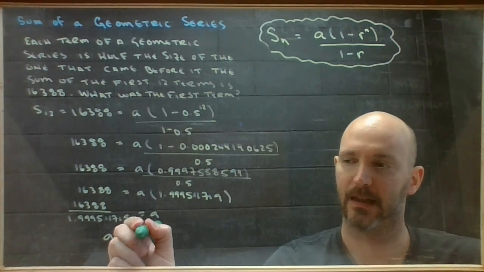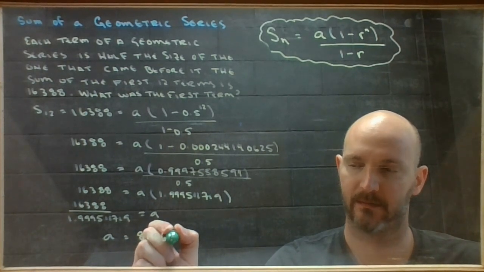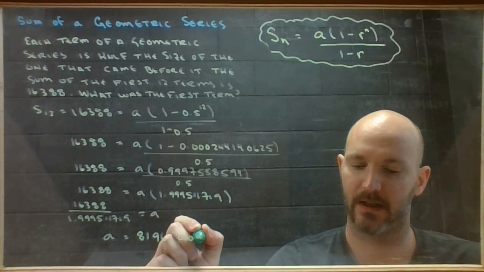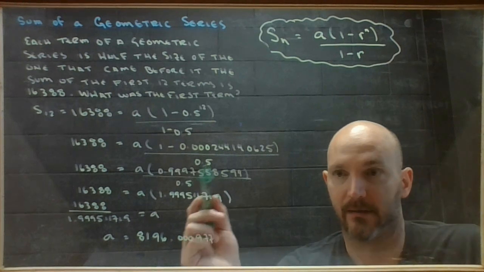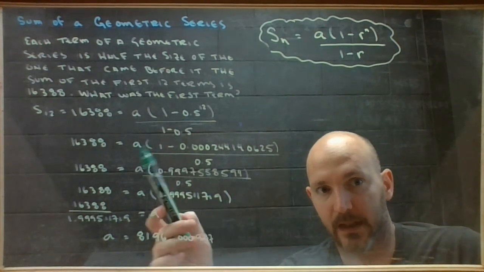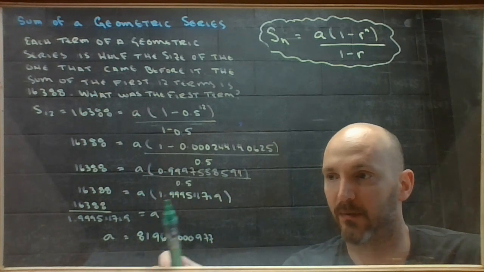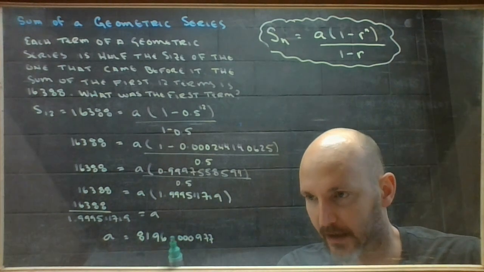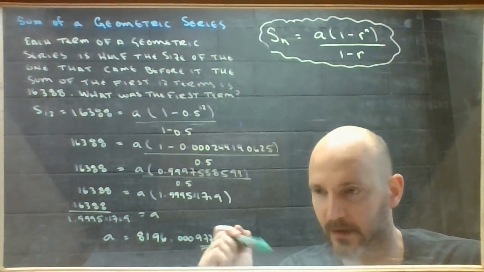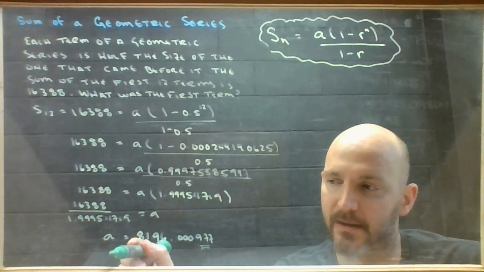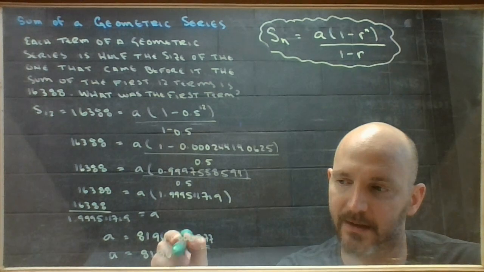And I get 8,196.000977. Okay, now, somewhere along the lines here, I've had to do some rounding, which means that when I calculated this, I get this little tag here. So I'm going to guess that that answer should be 8,196.